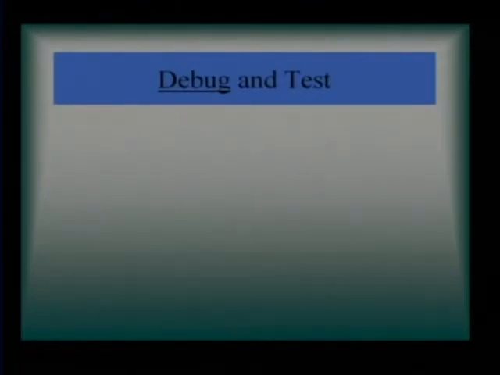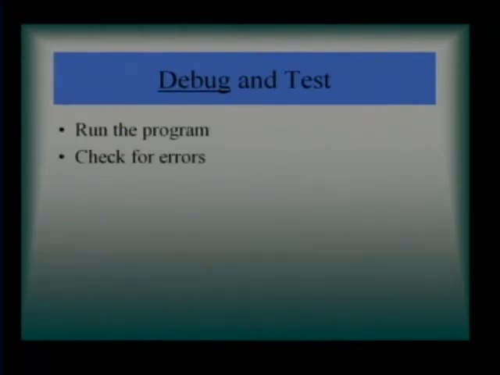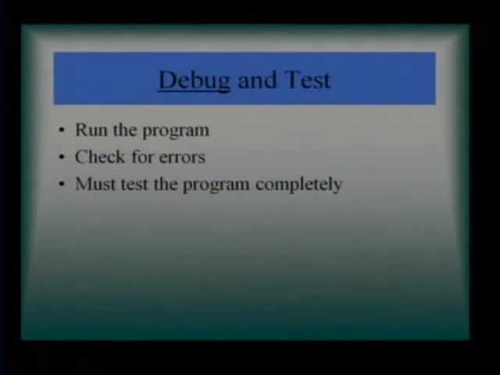The next step is to debug and test. So you've gone through and created a program. You're going to debug it. You're going to see if there are some problems with it. So you're going to run the program. You're going to try to make it fail. You're going to look for errors. You want to test the program completely.